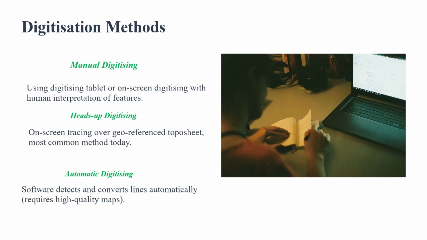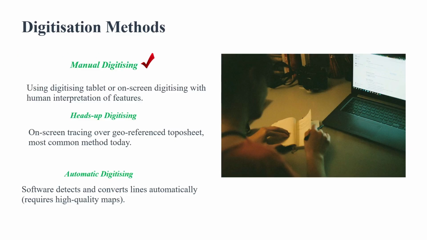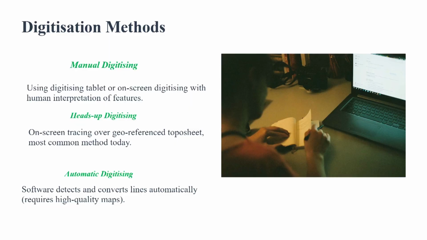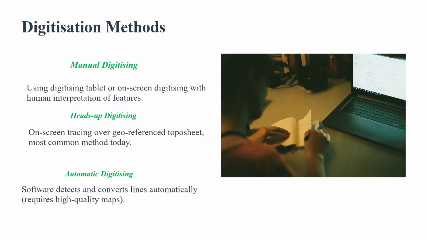Then the digitization methods. Cartographers and geographers usually follow three methods. One is manual digitizing, heads-up digitizing, and the second one is automatic digitizing. For manual digitization, we trace the topo sheet and digitize manually. Now with GIS techniques, once the scanned topo sheet is input to our GIS software, we georeference it using the tools available in the GIS software.